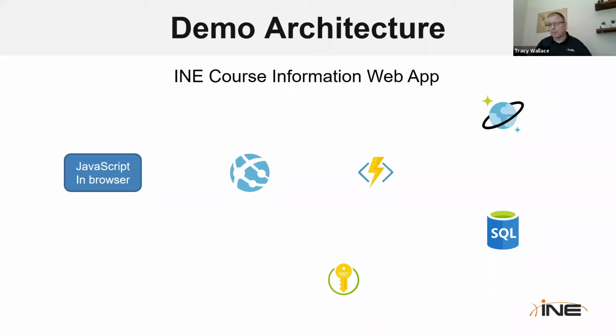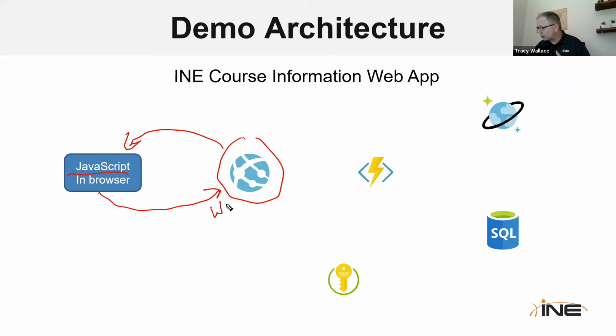Here's what we have. I have an INE course information web app that I've defined, and that web app has a number of components. The web app delivers a web page. That web page has JavaScript that makes calls back to web API services that are hosted in my web app.